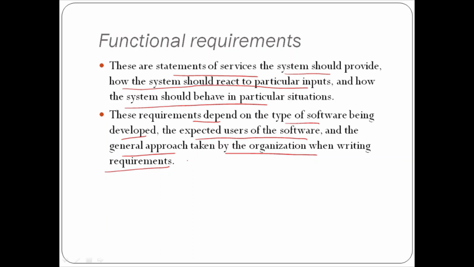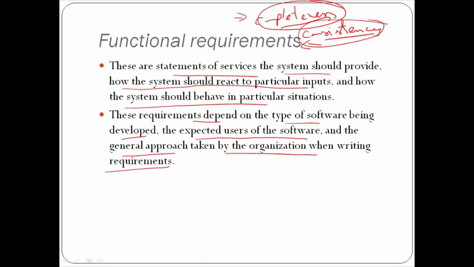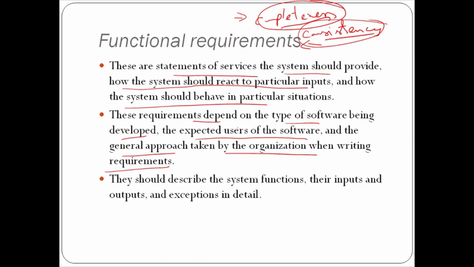So ideally, the functional requirements specification of a system should be both complete and consistent. So completeness and consistency. These are the two basic requirements for functional requirements. So what exactly do these mean? Completeness means that all services and information required by the user should be defined. And consistency means that requirements should not be contradictory. They should describe the system functions, their inputs, and outputs. These are the basic things regarding functional requirements.